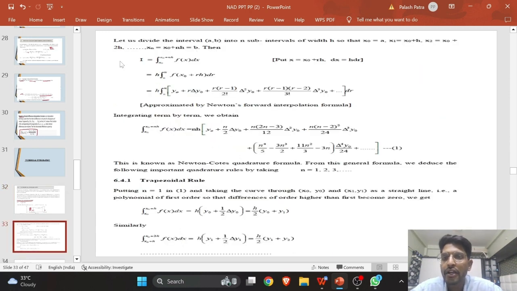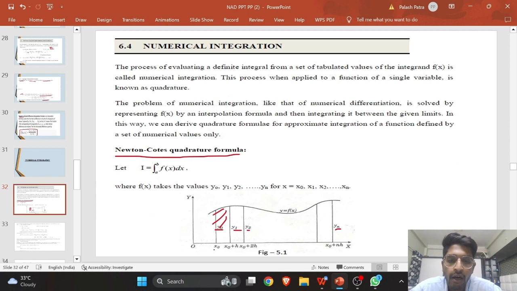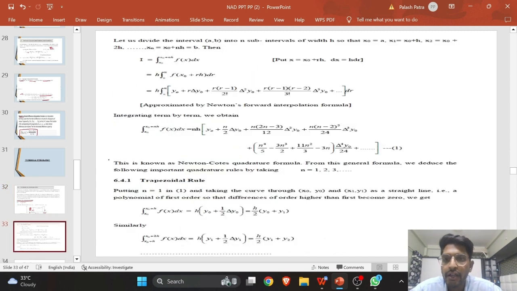So now we have the formula as the integral from x0 to x0 plus nh. As we can see, the lower limit is x0 and the upper limit is x0 plus nh, of f(x) dx. Now we substitute and convert these limits to r. We simply put x equal to x0 plus rh. So we get dx is equal to h dr.